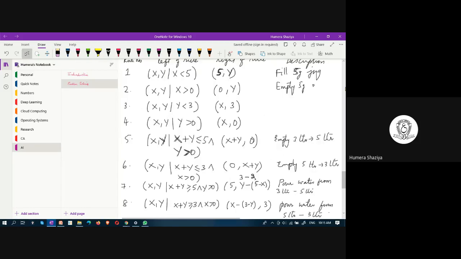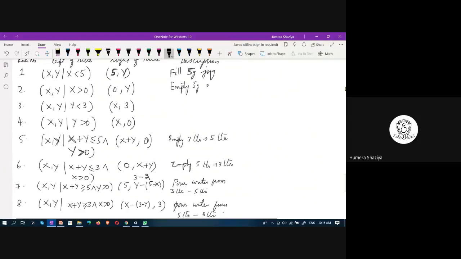You see there are 8 production rules. In the first production rule, we state that x, y such that x is less than 5 means there is a space to add water into 5 liter jug. Therefore, you are filling 5 liter jug totally. Means after this rule is applied, 5 liter jug would have 5 liter water. 3 liter jug, we are not bothered how much water it has.